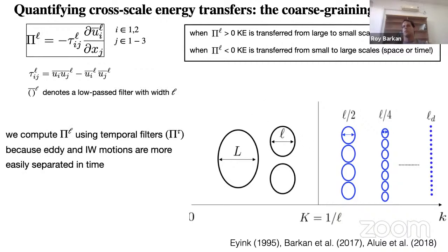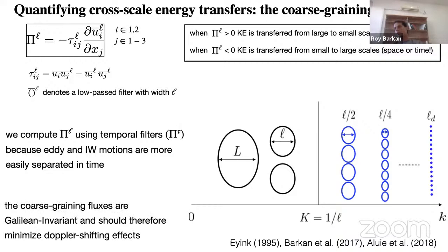And what we choose to do is very similar to what Alberto has done, especially for what I'm going to show today, which is to compute this pi L using temporal filters. So I'm just going to abbreviate it a little differently using pi tau. The basic idea is that it's much easier to separate between geostrophic eddies and internal waves using timescale separation. And the last thing I'd like to point out is that one of the nice things about these coarse graining fluxes is that they're Galilean invariant, and therefore they should minimize Doppler shifting effects.